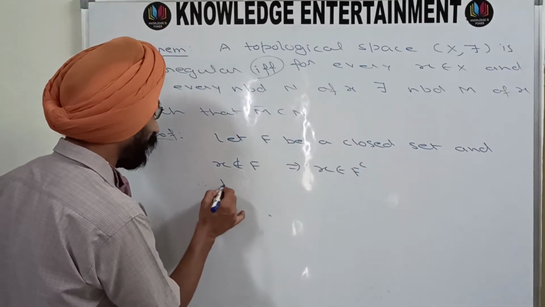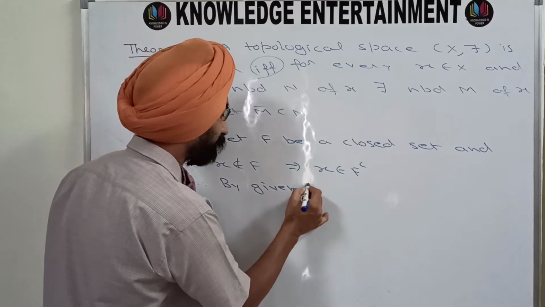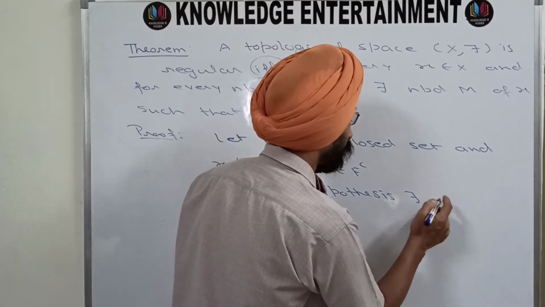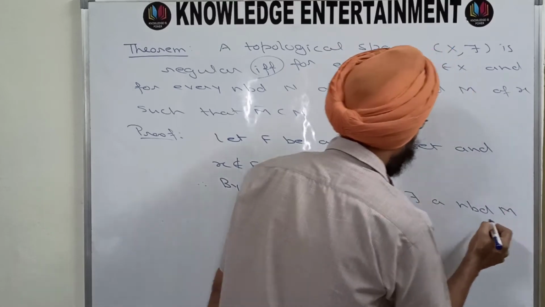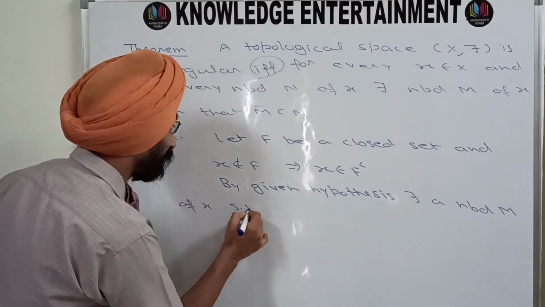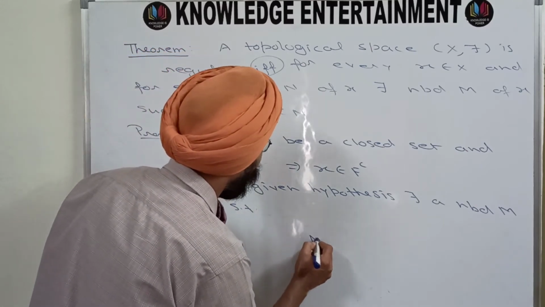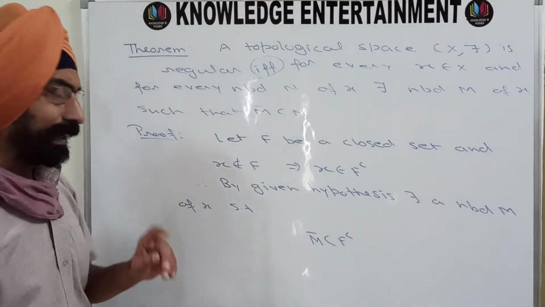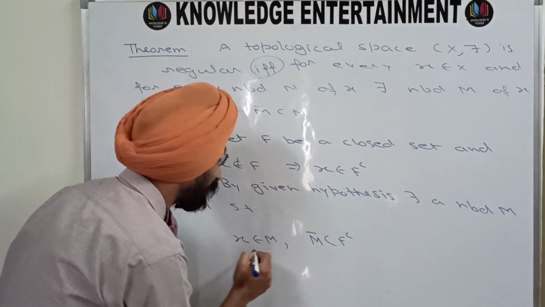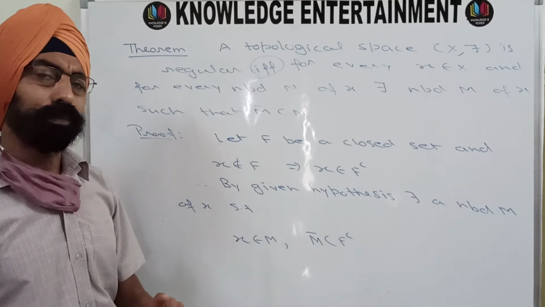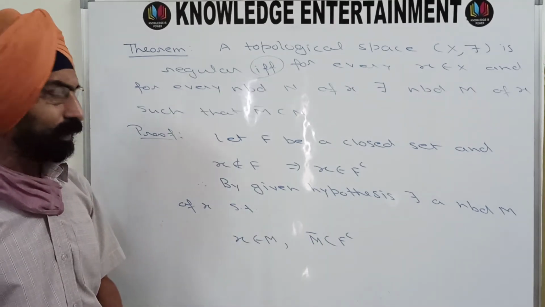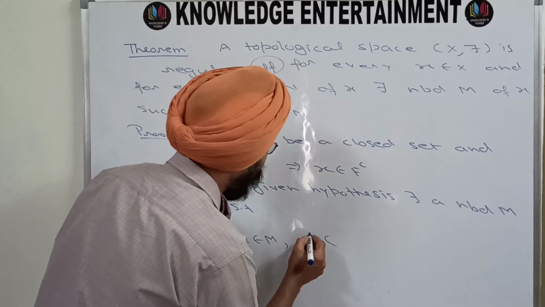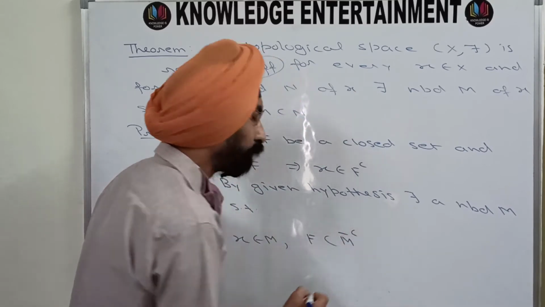So therefore, by given hypothesis, there exists a neighborhood M of X such that M bar is a subset of F complement. Now M is a neighborhood of X, that means X belongs to M. This is clear. M bar is a subset of F complement, so if you take the complement again, you will get F is a subset of M bar complement.